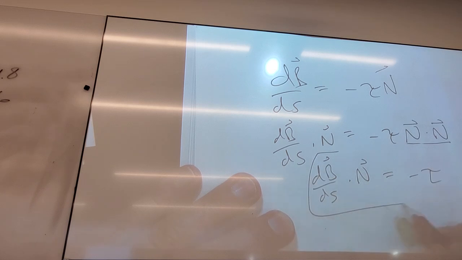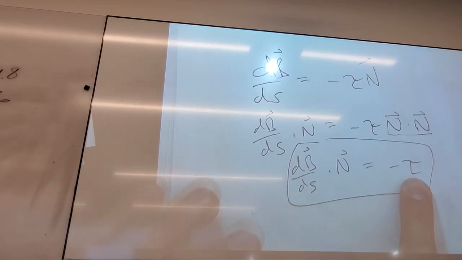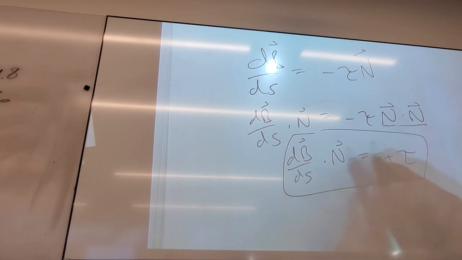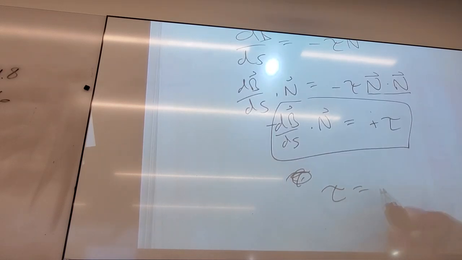And the only reason I wanted to do all that is so I can get this by itself. So you have a nice definition. And, well, if you move the negative to the other side, you get torsion is equal to negative change in binormal dotted with the normal.